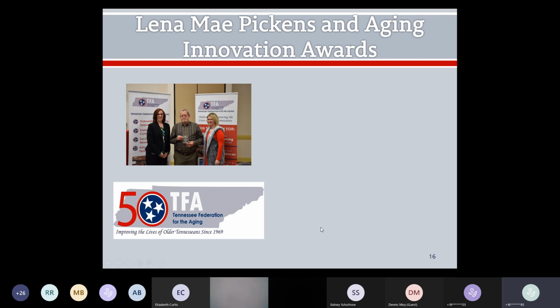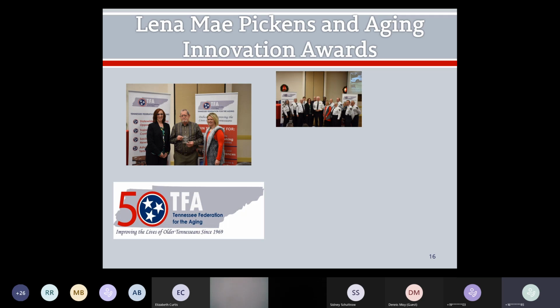So again, I encourage you all to not only nominate volunteers for Governor Stars, but also the Lena Mae Pickens Award. And they will be asked to come to Pigeon Forge, and if it's in the budget, some of the expenses could be paid or reimbursed for a nominee or someone who's receiving that award.